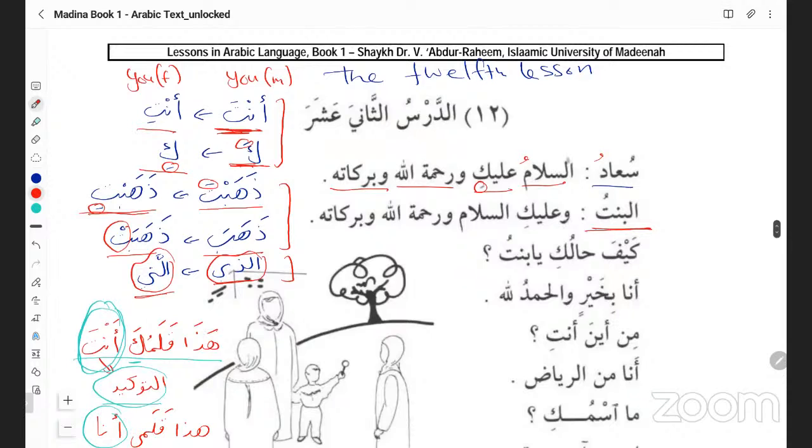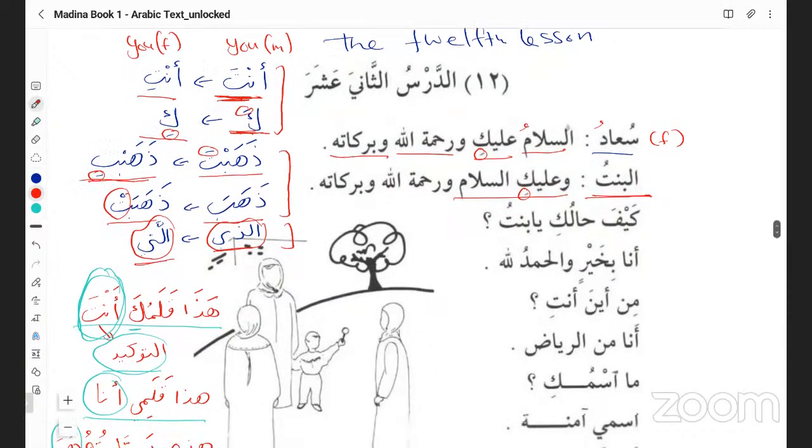Al-Bintu, wa alayki salam. Now she replies by saying, wa alayki salam, and upon you, again the ki, because Su'ad is a female. Su'ad is a female name, and therefore she is replying back to Su'ad, and she says, wa alayki salam, wa rahmatullahi wa barakatuh. And upon you be peace, and the mercy of Allah, and his blessings. Kayfa haluki, your condition. Again, the ki is speaking to a female. So kayfa haluki ya bintu, oh girl. So how are you, oh girl?